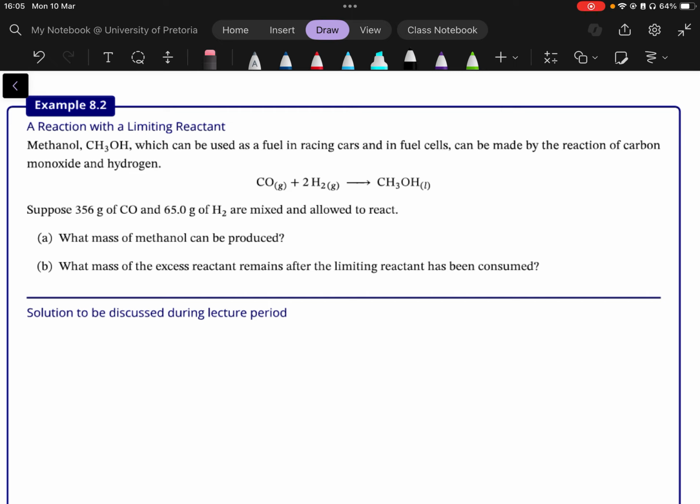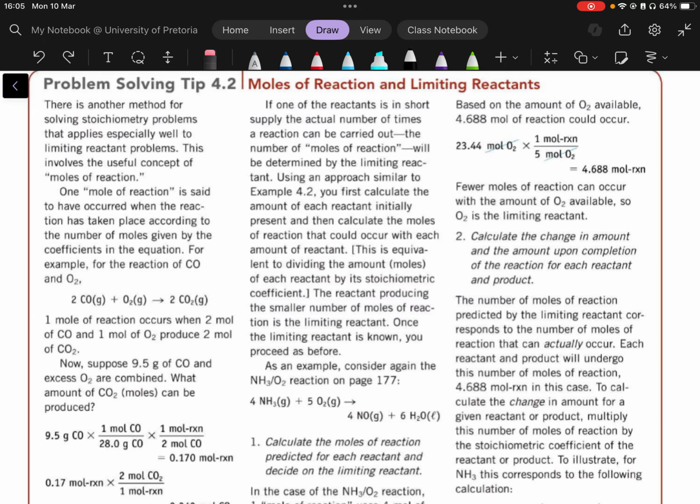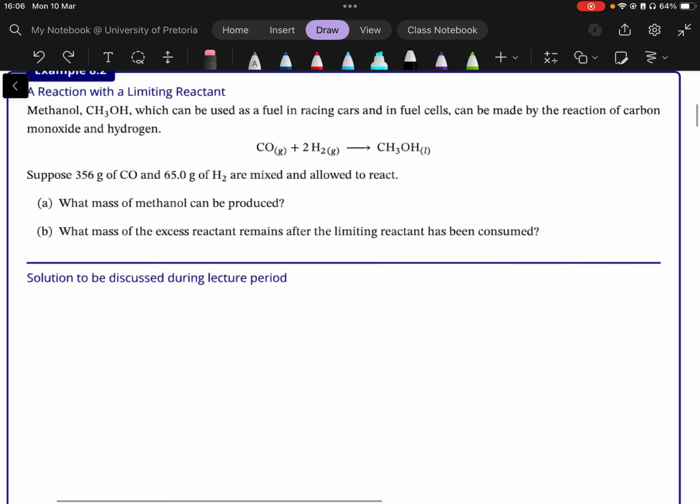Suppose that we have 356 grams of carbon monoxide and 65 grams of H2 that are mixed and allowed to react. What mass of methanol can be produced? All right, so we're given two masses of our reagents, and we're told they're mixed together. And now we're asked, what is the mass of the product, right? Methanol is the product. So what would your starting point be here?